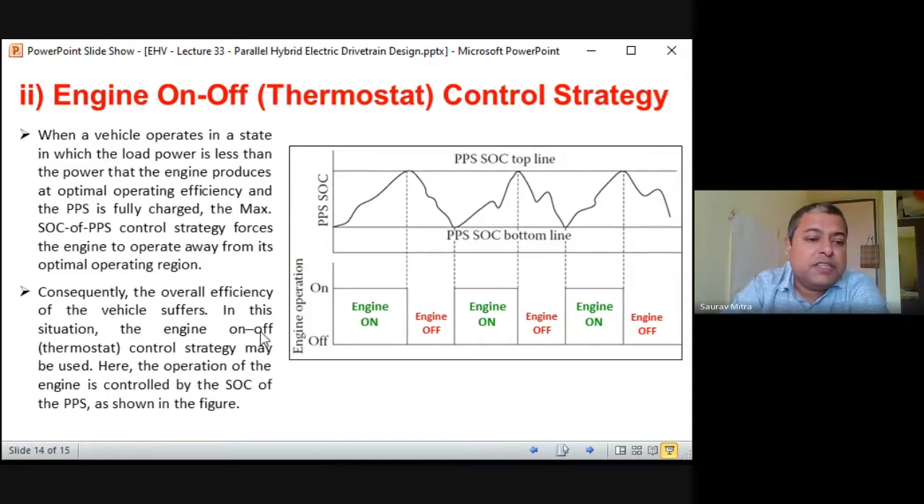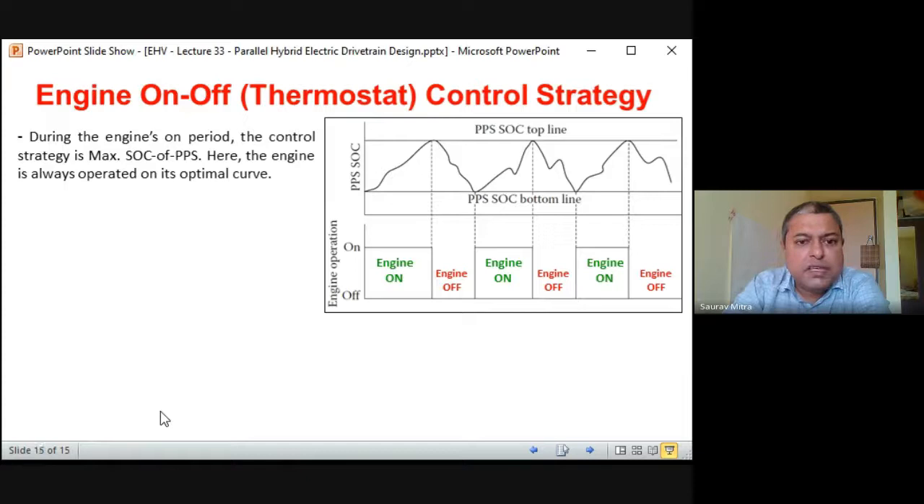In this situation, the engine on-off is controlled by the thermostat. Whenever the PPS is at 100%, the thermostat switches off the engine, and whenever the PPS falls to 70%, the thermostat switches on the engine. So engine on-off control or thermostat strategy may be used. Here the operation of the engine is controlled by the SOC of the PPS as shown in the figure. This is the last slide.